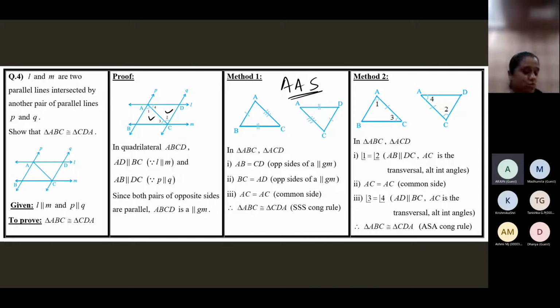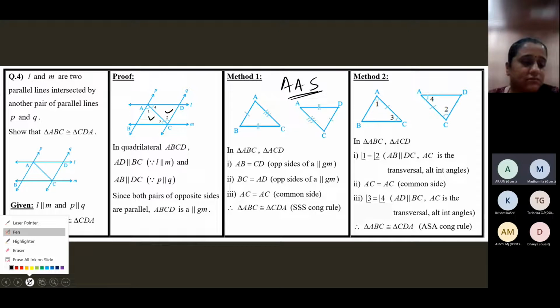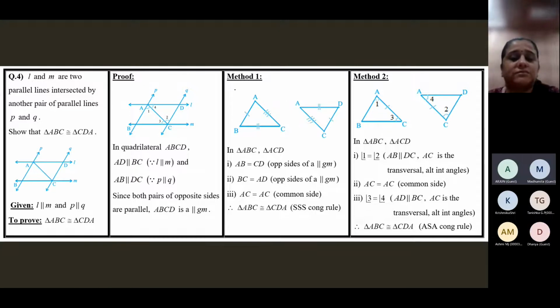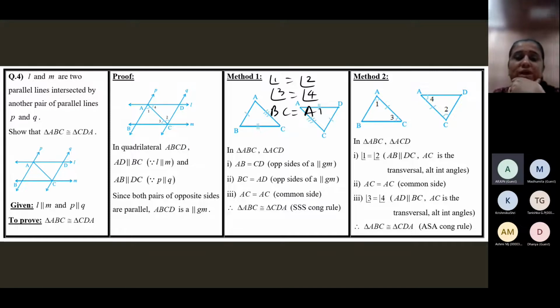Children, who's ready? Who is ready? Ma'am, can I try? Yes. Ma'am, angle 1 is equal to angle 2. Angle 3 is equal to angle 4. BC is equal to AD because they are opposite sides of a parallelogram. Perfect. BC is equal to AD.